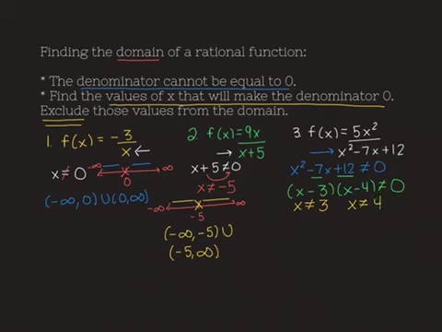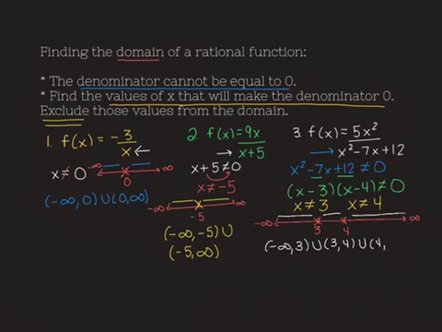So again, if we think about our number line going from negative infinity to infinity, here is 3, here is 4, cannot be either one of those. So our first interval's here, negative infinity to 3. Our second interval's in this little middle part here, 3 to 4. And then our last interval is from 4 to infinity.